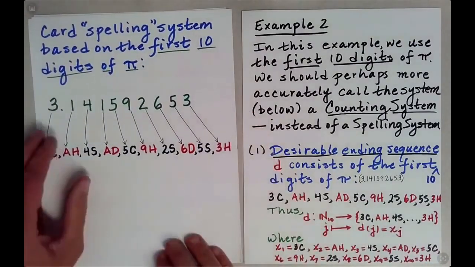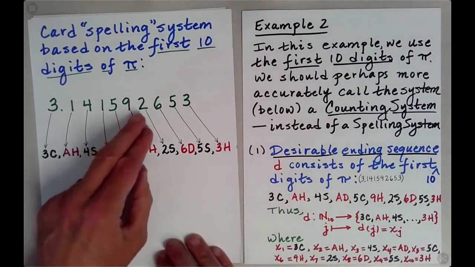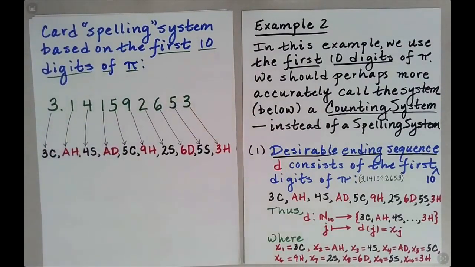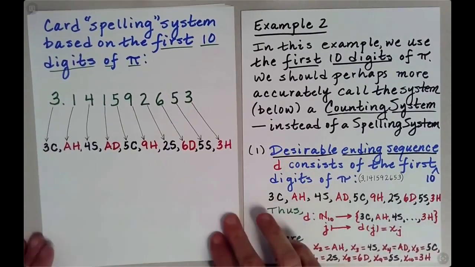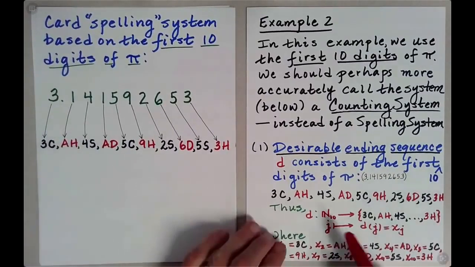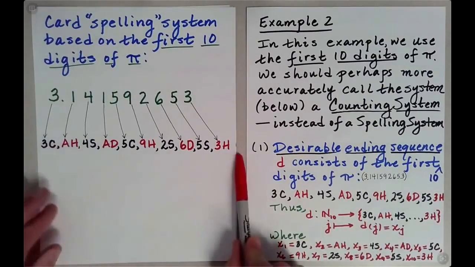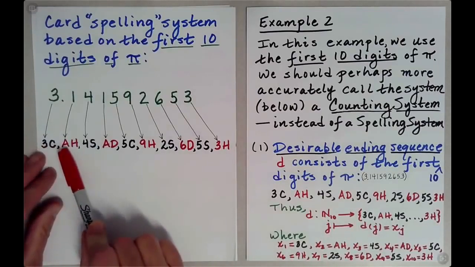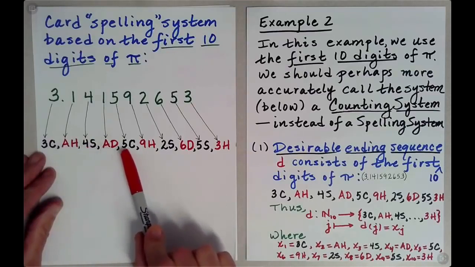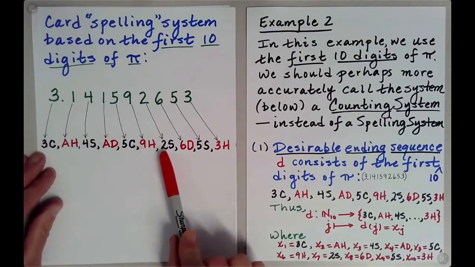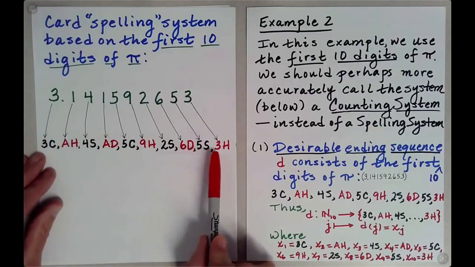3.141592653, those are the first 10 digits of pi. Okay, and so what we'd like to do is we want that as our ending sequence. So after our little spelling routine, we want the cards to be in this order. So you can see the 3, and then the ace is counting as a 1, a 4, ace, 5, a 9, 2, 6, 5, and a 3.